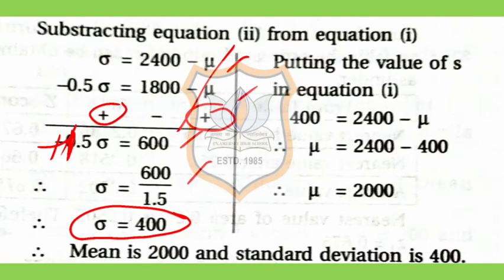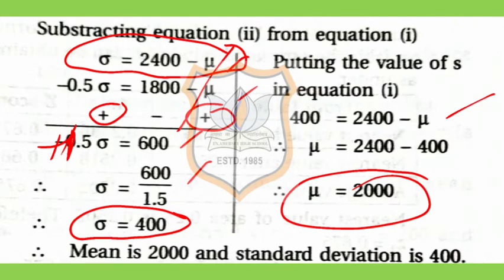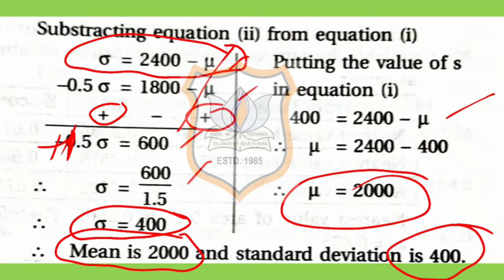Now let us substitute sigma equal to 400 in the first equation. So we will have 400 is equal to 2400 minus mu. Take mu on the left side. So you will have mu is equal to 2400 minus 400. Now 2400 minus 400 is 2000. So mean will be 2000. So our answer is mean is 2000 and standard deviation is 400.